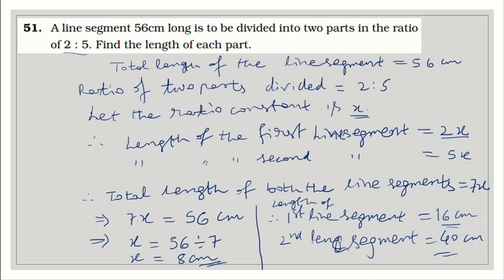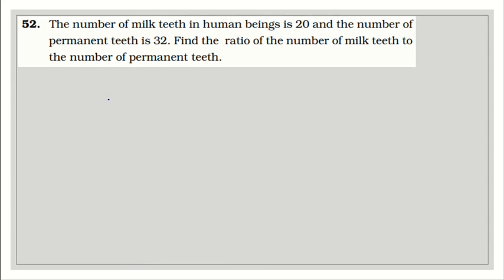Moving on to question number 52. See children, in question number 52, the number of milk teeth in human beings is 20 and the number of permanent teeth is 32. Find the ratio of the number of milk teeth to the number of permanent teeth.